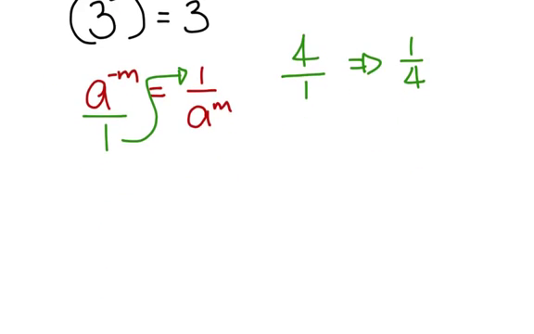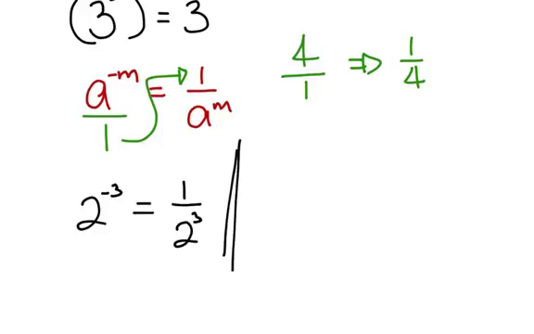Now, putting it into practice, let's just say I had 2 to the power minus 3, and I want to make that positive. Then using the rule, it will give me 1 over 2 cubed. And in the same vein, if I've got 1 over 2 to the power minus 3 and I want to make that power positive, I can reciprocate again and get 2 to the power 3. So it works both ways.